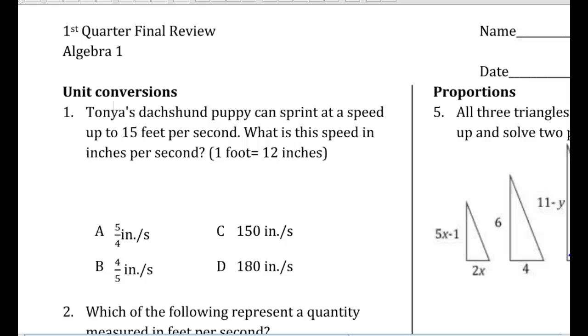Hello, this is the first quarter final review for Algebra 1. Let's get started. First, we're going to do unit conversions.